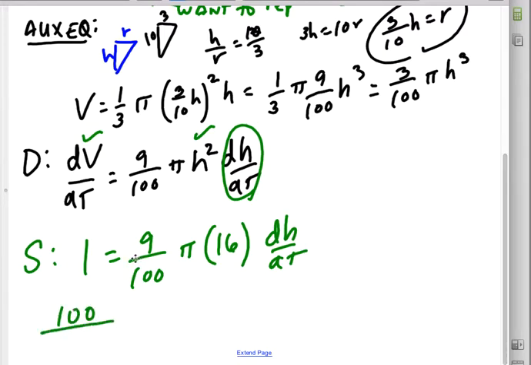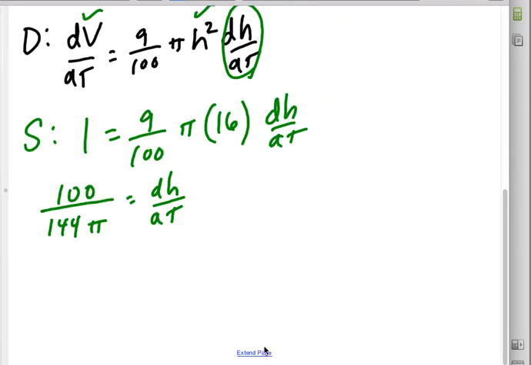And divide by the 9 times 16. That's a 3 times 3 and a 4 times 4, so it's a 12 times 12. It's a 144 pi on the bottom. That's going to be my dh/dt. If you want to simplify and cancel a 2, you certainly can, but honestly, I probably wouldn't.